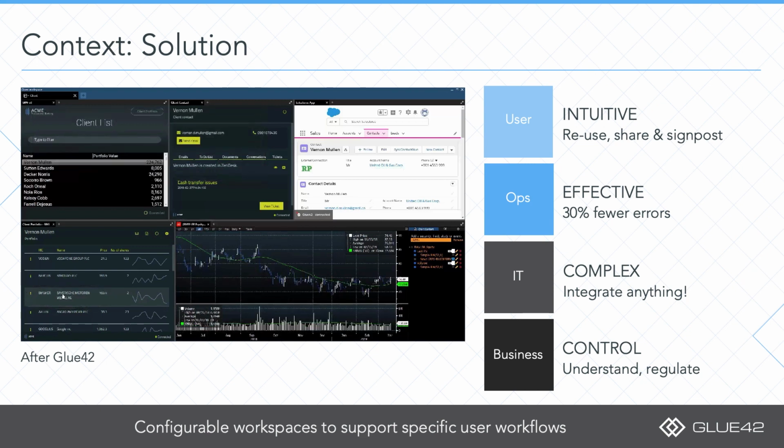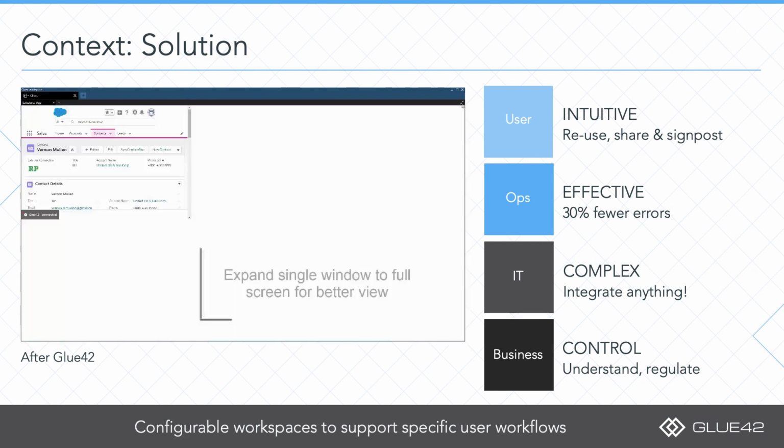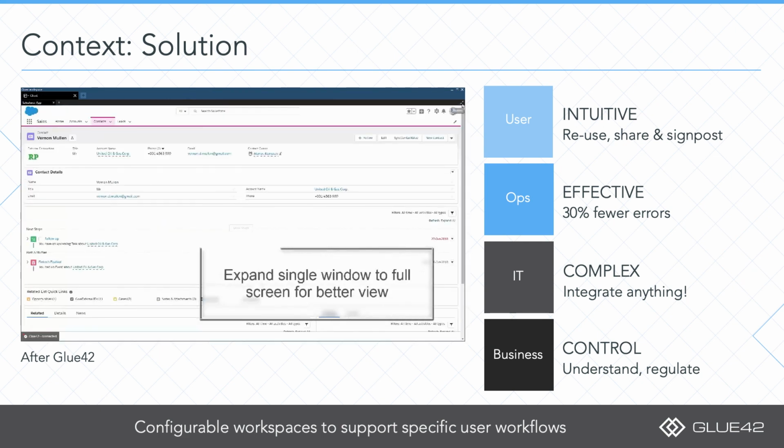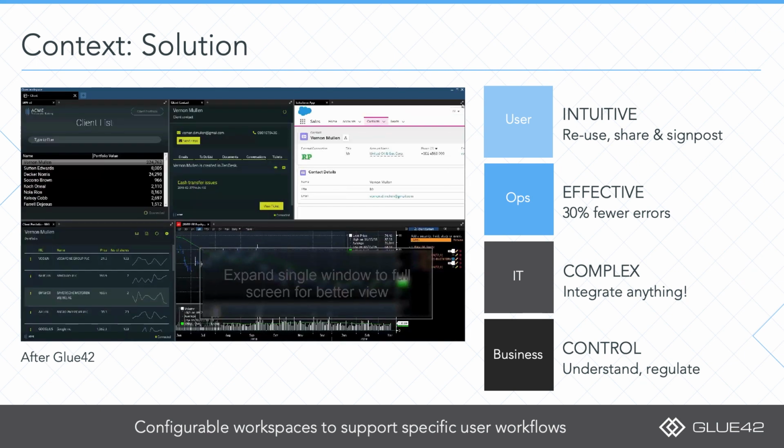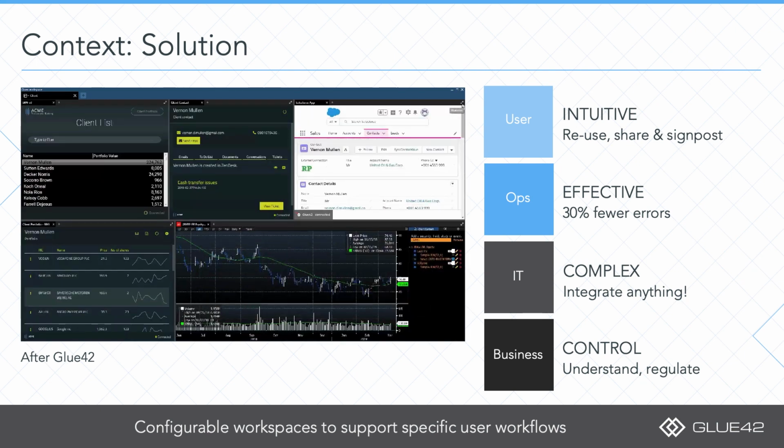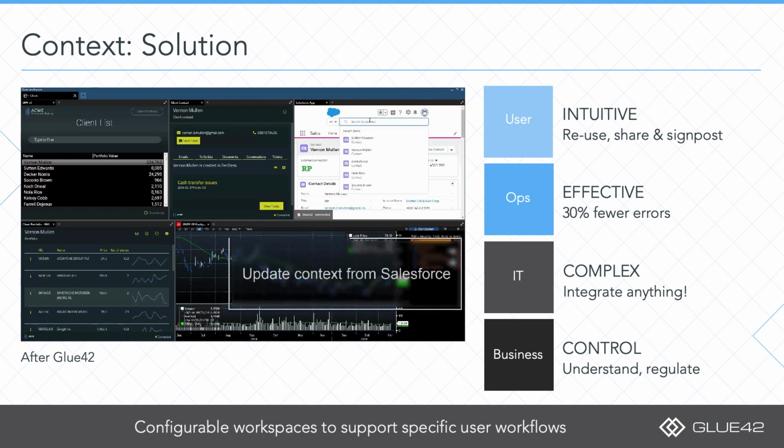So a workspace then is a means by which you can create a task-oriented environment for a user to perform their job function. So a user's perspective of a workspace is, well, that's great, that's intuitive. I know which are the applications I need to use. But better still, Glue42 provides not just UI integration, but also data integration. So selecting a client, for example, in one application will automatically and in real time trigger an update in all of the other applications to show the same client.